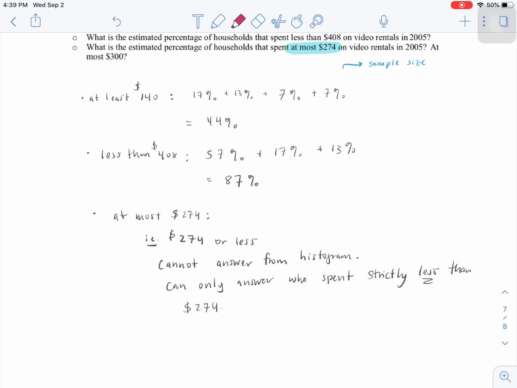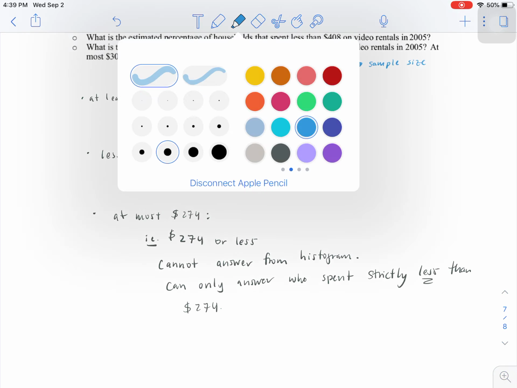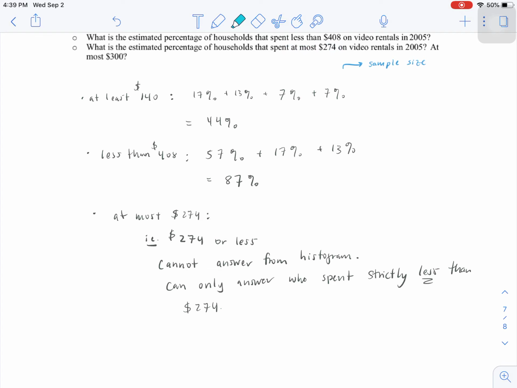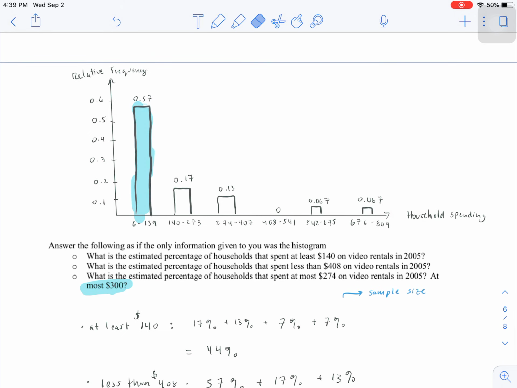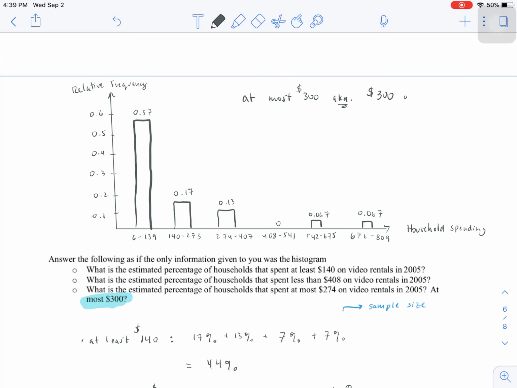Okay, now for the last part, we want to answer who spent at most $300. Let's go back and look at our histogram. At most $300, so in other words, $300 or less. The problem again is this interval right here.